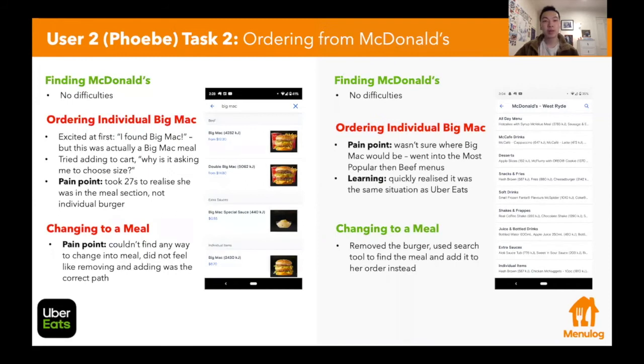For Phoebe, it was roughly quite a similar process, with one major key point being it took her 27 seconds to realize she was actually ordering a meal, not a burger, partly because they were both labeled the same as Big Mac. And again, she found Menulog a bit easier to use.